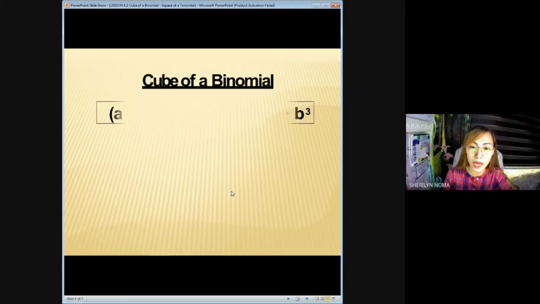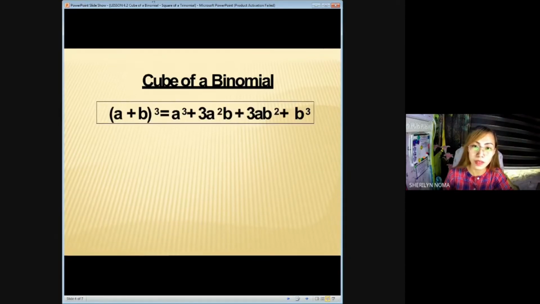So, now, we have the formula. Okay. So, if you see a given in the format of a plus b and then raised to 3 or cube, ito po yung magiging formula niya. Okay? So, a cube plus 3a squared b plus 3ab squared plus b cube. Okay. So, same lang din to ng last week natin. So, we will just substitute each term. Diba? Yung value ng a and b.